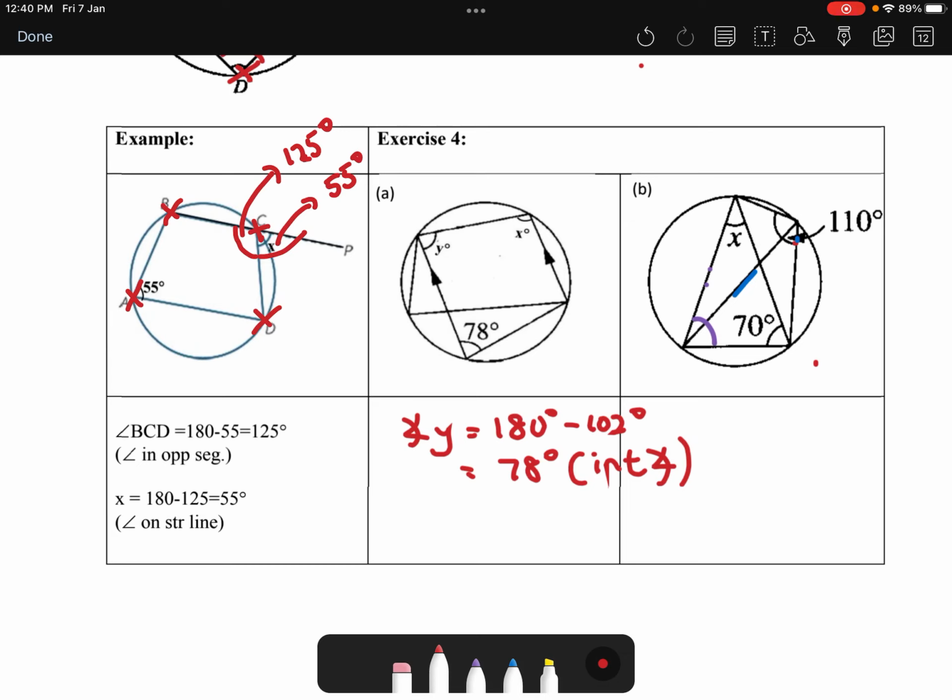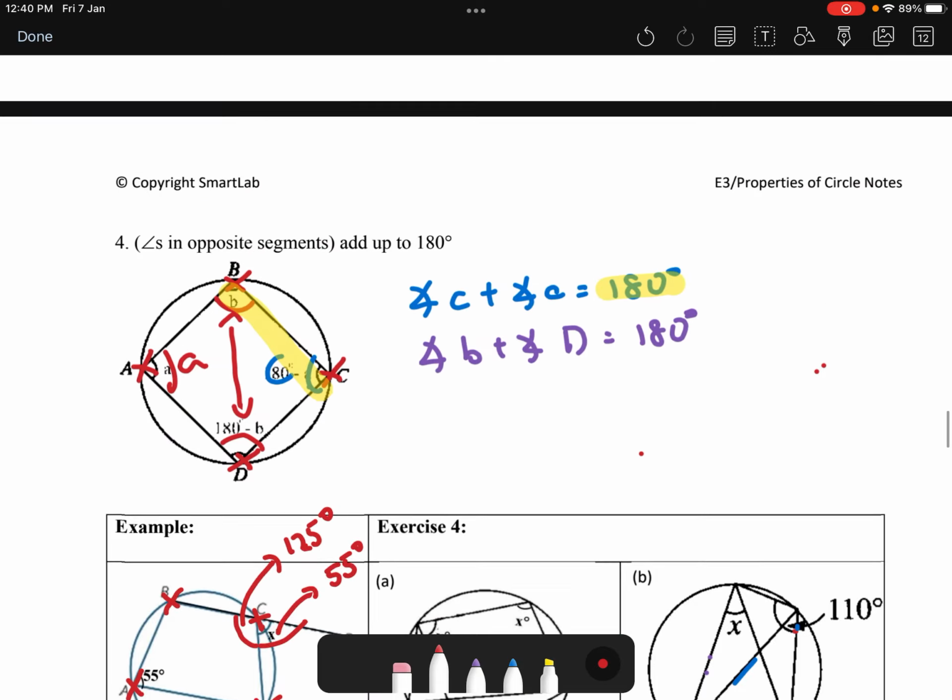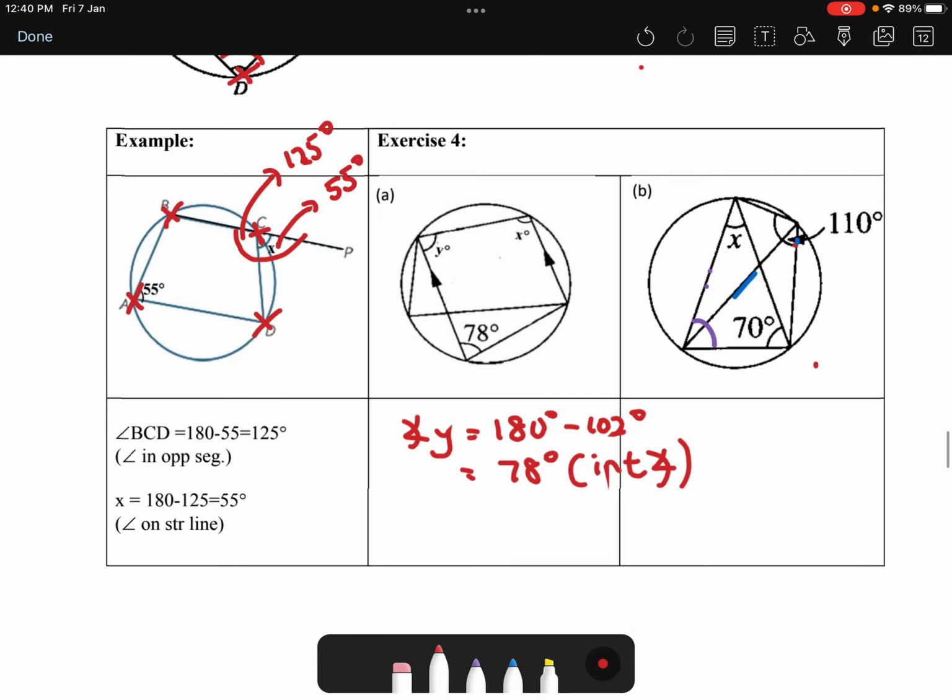Okay, now I move on to exercise 4A. So in 4A, first thing first, I want to find angle X and angle Y. So let's find the easy part. The easy one is angle X. So 4 points: 1, 2, 3, and 4. Okay, so now the angle X is opposite to 78 degrees. So angle X will be 180 minus 78, which is 102 degrees.